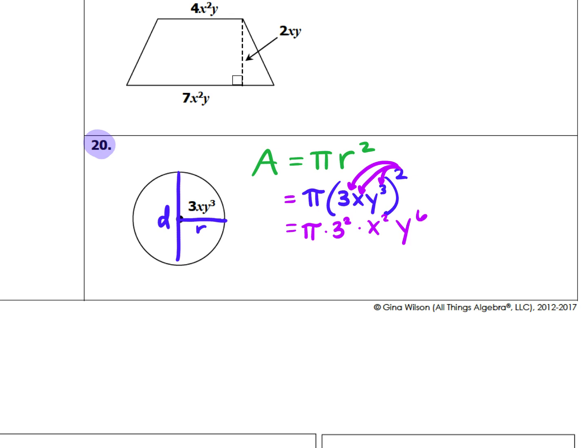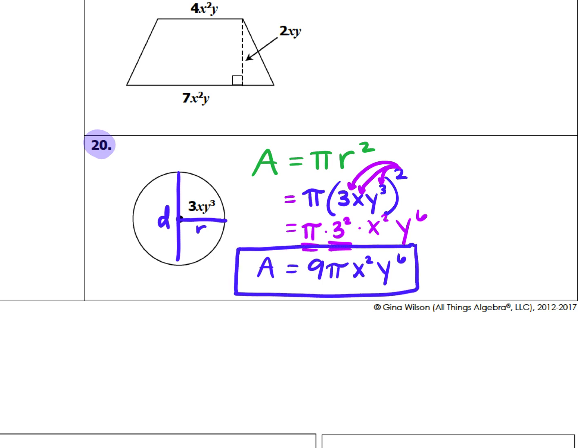And now we can simplify again. So 3 squared is 9, and pi is a number. Pi is not a variable. Pi is a number. It's the number 3.14159, keeps going, okay? So when we write this down, we write it 9 pi, because those are the two that are numbers, but we always put the digit, the 9, in front of the pi. And then we have x squared, y to the 6th, and there's nothing else you can do to simplify that, so that will be your answer.